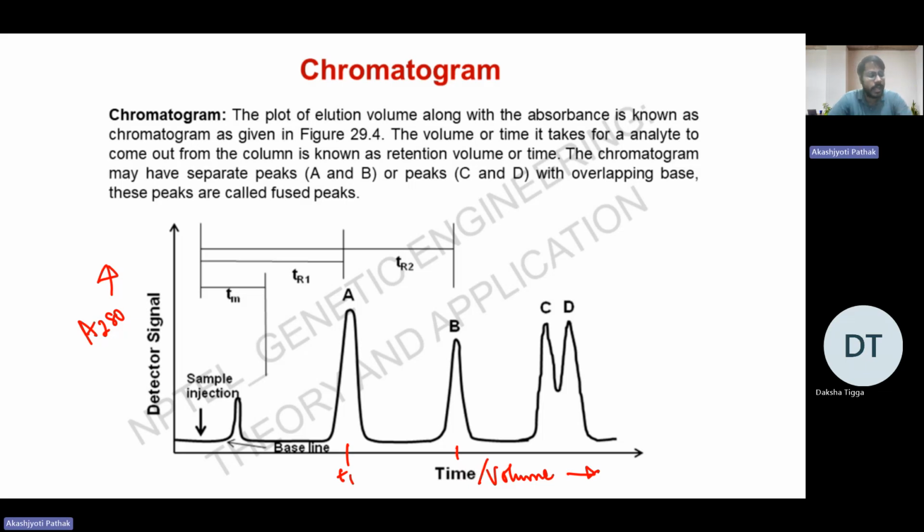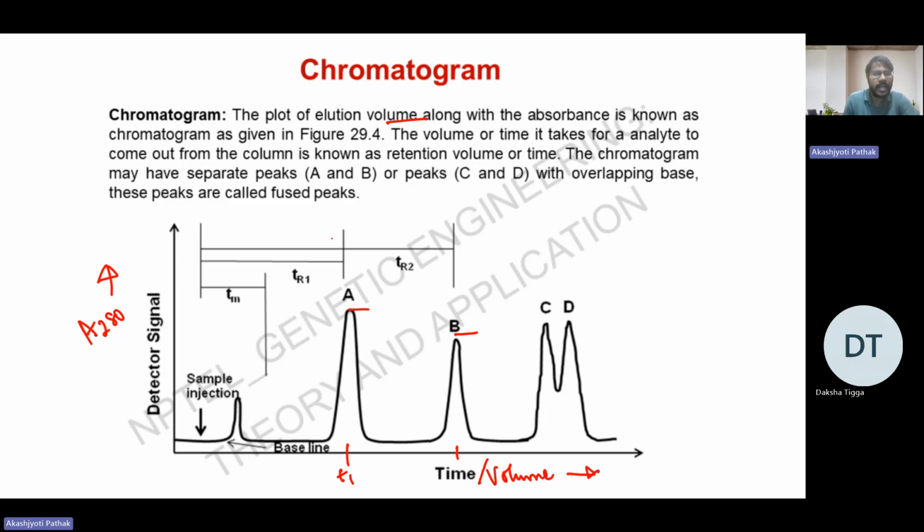Now there can be some molecules which are very different in their properties, so their peaks will be very separated. If you see these A and B molecules, their peaks are very separated. But for C and D molecules, they are overlapping, isn't it? They have not been separated as nicely as the A and B molecules. Okay, so they are fused peaks. That is a chromatogram. The plot of elution volume along with the absorbance is known as a chromatogram.